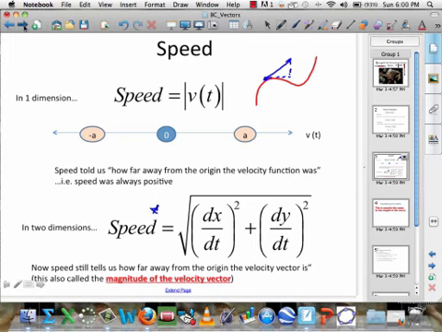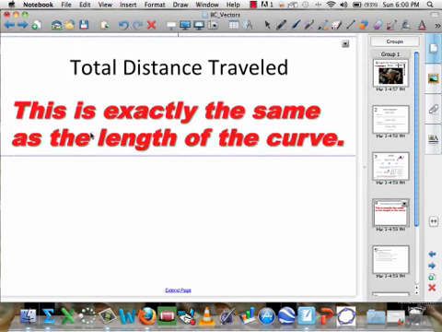And one other point of interest for our particle, or our beast, is how far does it travel over a certain time interval. And that calculation is the same as finding the length of your parametric curve, which makes sense, because the curve is tracing out the path of the beast. So the length of the curve is the same as the total distance traveled.